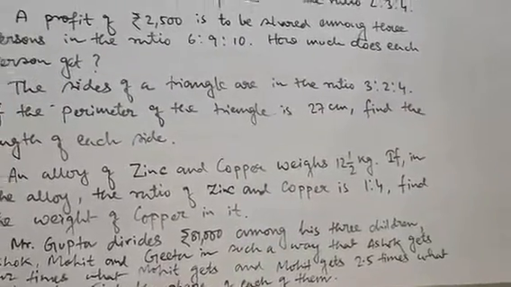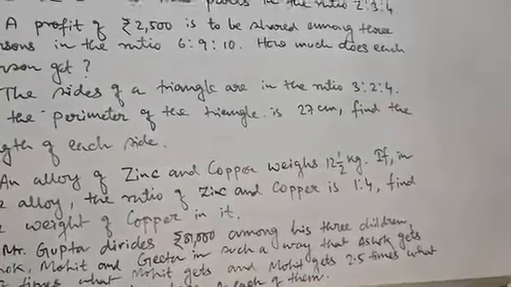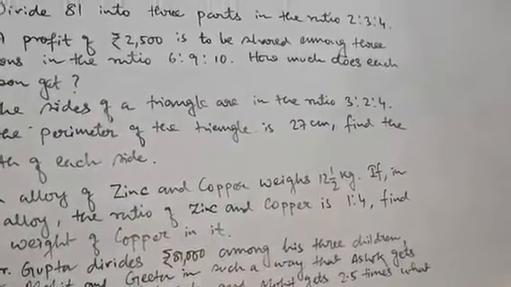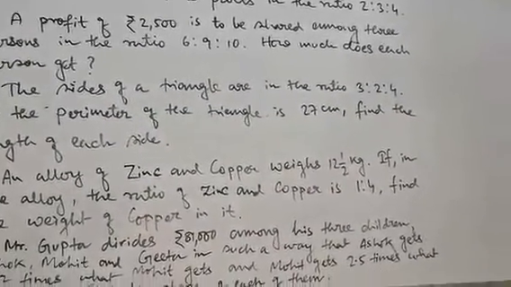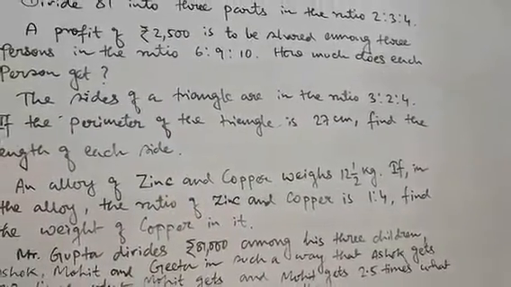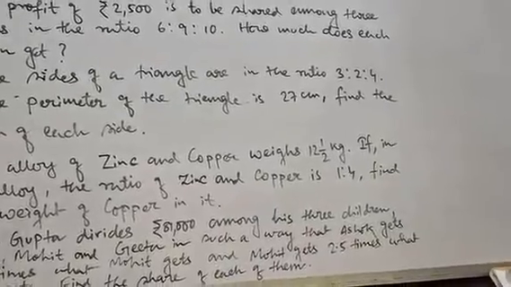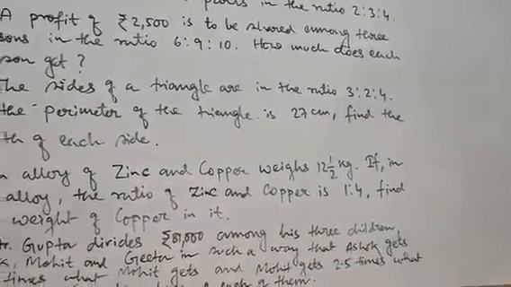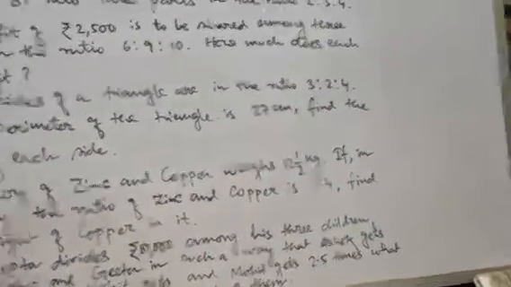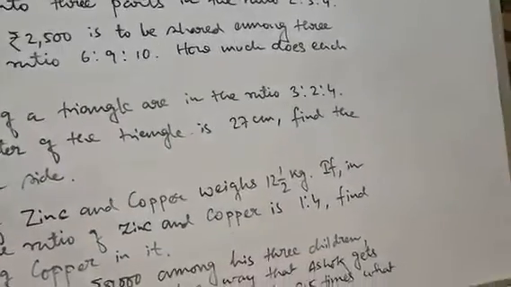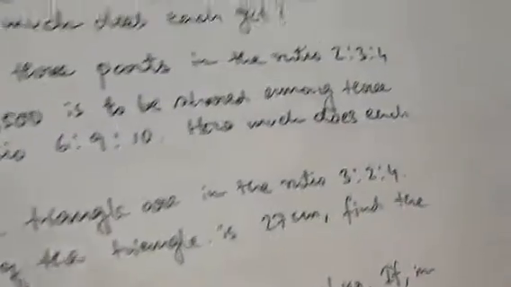So what is the formula of a perimeter of a triangle? The formula to find the perimeter of a triangle is just add the length of the three sides. If you add the length of the three sides of a triangle, you will get your perimeter. Clear? So perimeter is given, the ratio of sides is given. We have to find the length of each side.